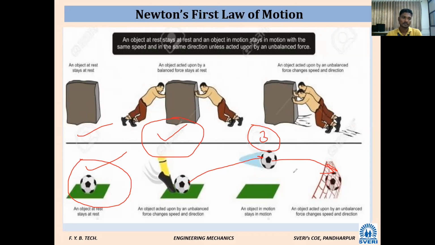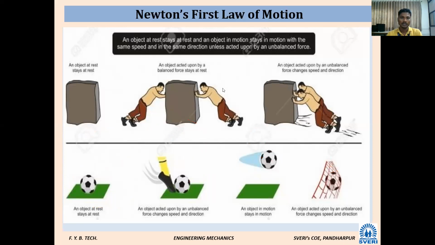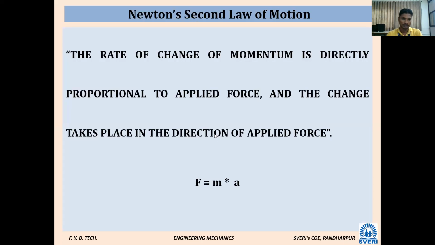Because the body is moved. Unbalanced means whatever force was applied, it is applied from one side only. It will become unbalanced and the body will start to move. So that's why the example is given. It will move in this way. Okay, so these are just examples.